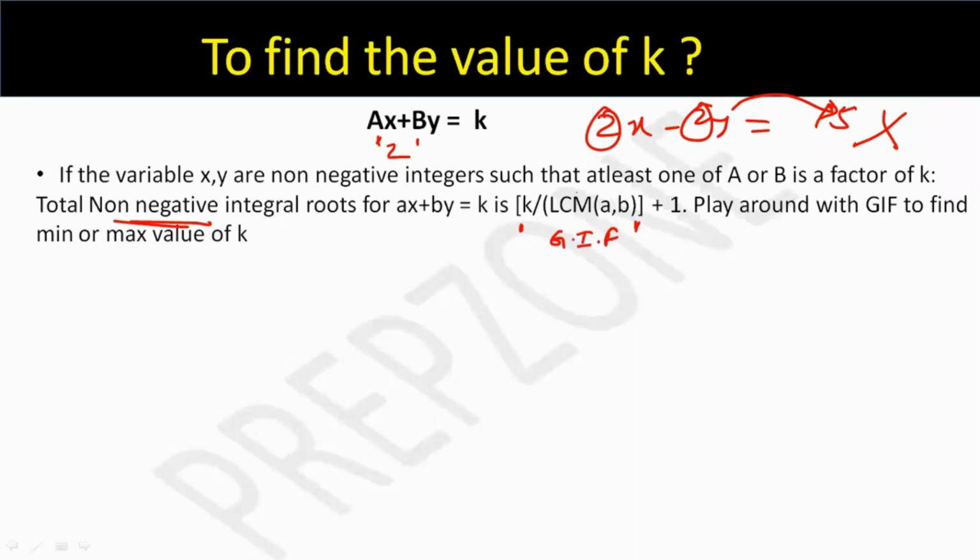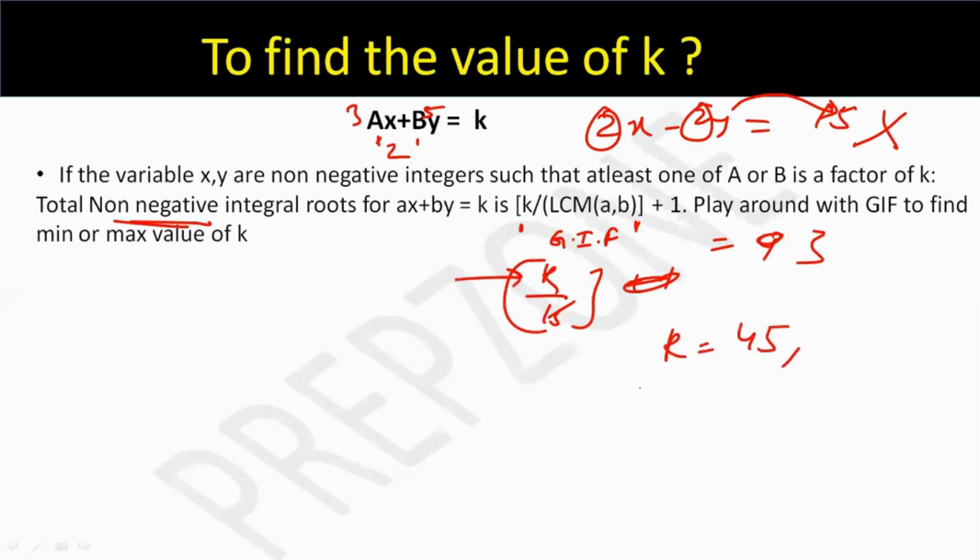Okay? So now just remember this thing. If the question tells you the total non-negative integral roots is say 4, and the question may say a is 3 and b is 5, so LCM of 3 comma 5 will be 15 and you will just do plus 1 should be equal to 4. So plus 1 goes there, it becomes 3. So now if you have to find the minimum value of k, it has to be 45, and if you have to find the maximum value of k, it has to be 15 fours are 60 minus 1, 59, right?